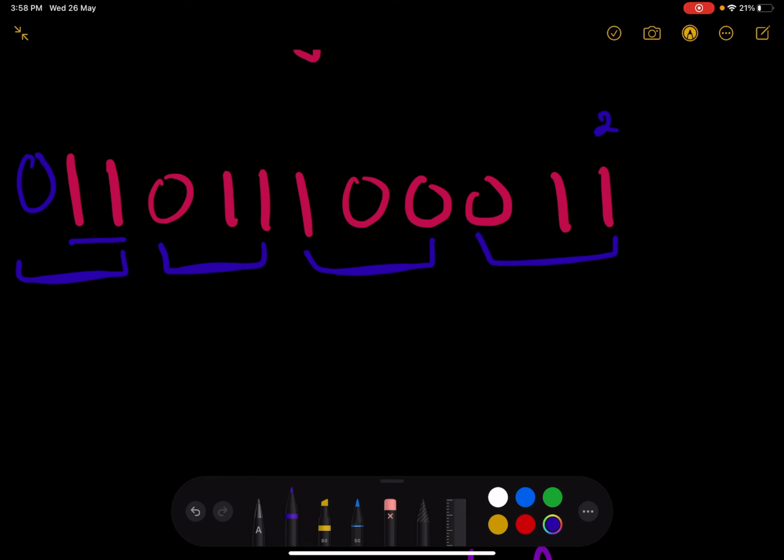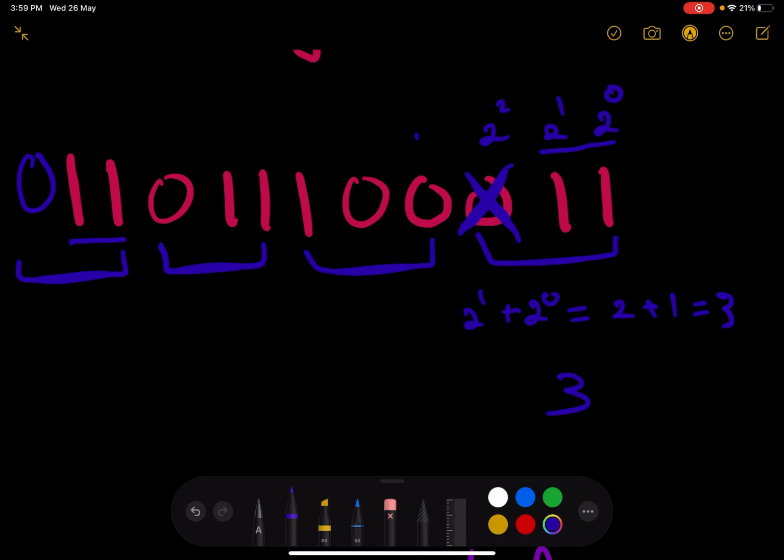So this one will be 2 to the power 0, 2 to the power 1, 2 to the power 2, and the bit that has the value of 0, just ignore it. So this one will be ignored. We're only going to add these together: 2 to the power 0 plus 2 to the power 1. We're going to get 1 plus 2, because anything to the power 0 is 1. So this one will be 3. We're just going to write here 3.